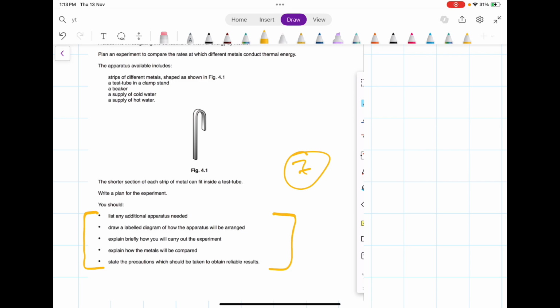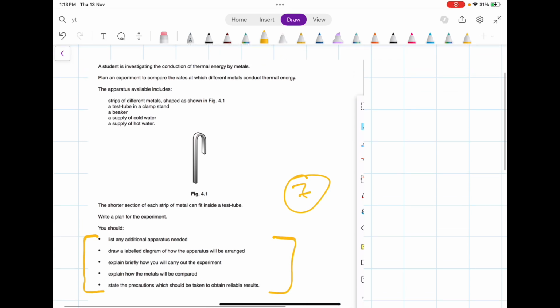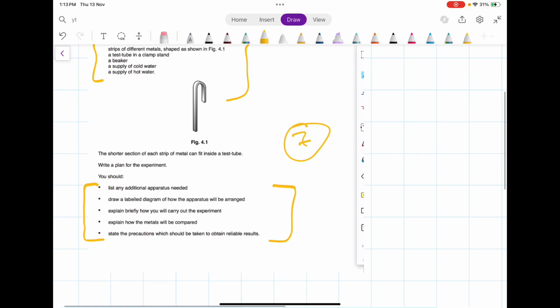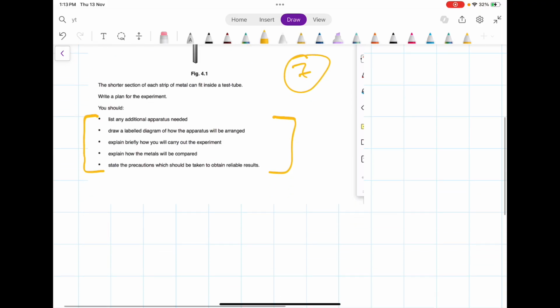So the experiment is about how metal can transfer thermal energy. These apparatus are given. Now in the first point they are asking to list any additional apparatus needed.